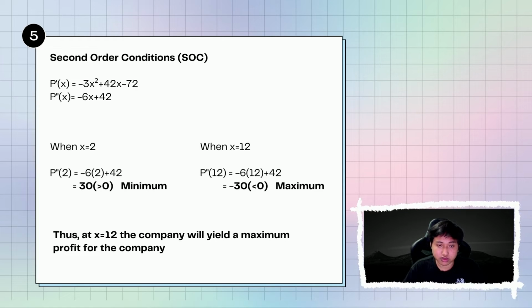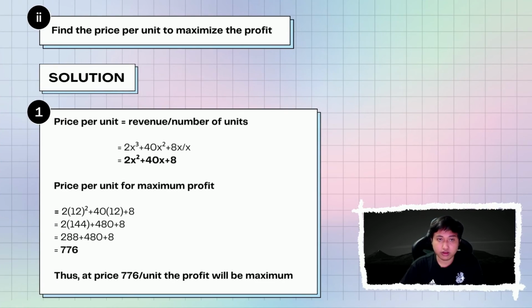So with all these results, we conclude that at x equal to 12, the company will yield a maximum profit. So the last part is, we need to find the price per unit to maximize the profit.